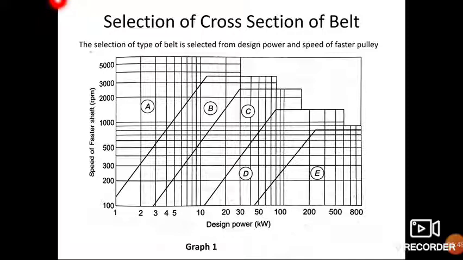And the proportions. The proportions of the trapezium for A, B, C, D, E are different for the different cross sections. So you just select the cross section type, and then from the standard table the proportions will be available to you. So that is your second step. Based on design power and speed of the fastest pulley, you will select the cross section of the belt.